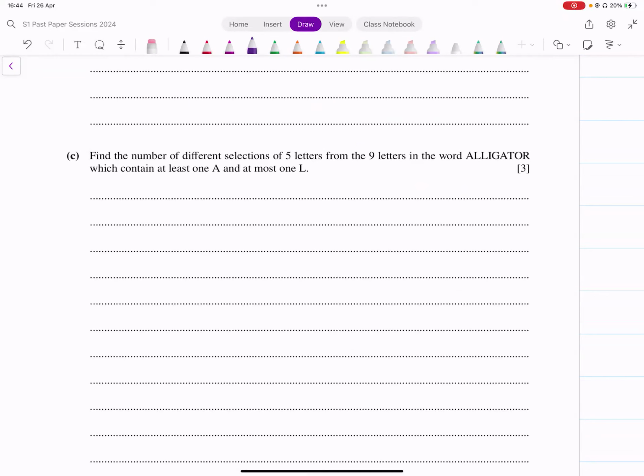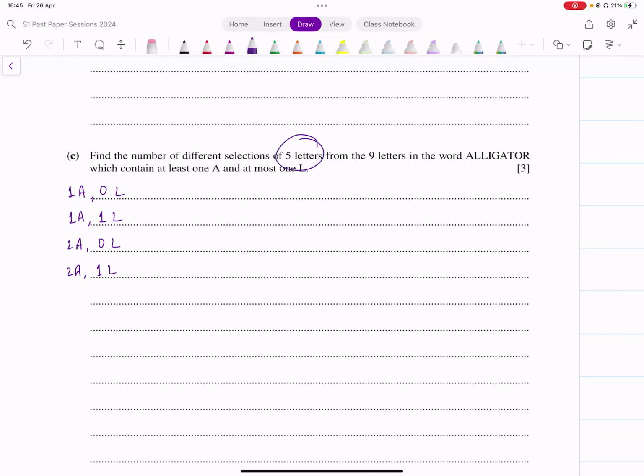Let's think about that. Could you have 0 A's and 0 L's? No, because there has to be at least 1 A, right? So one possibility is that you have 1 A and 0 L. With 1 A, another possibility could be that you have 1 L. Now the number of L's cannot be more than 1. So we just stop here for 1 A. Then another possibility could be that you have 2 A's. With 2 A's, you could have no L, or you could have 1 L. And that's it. These are all the cases that you've got.